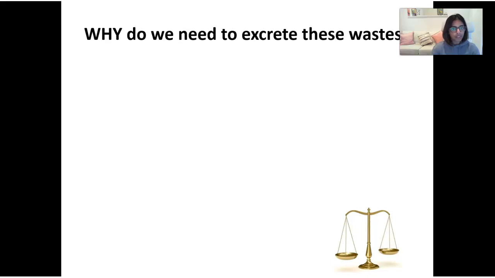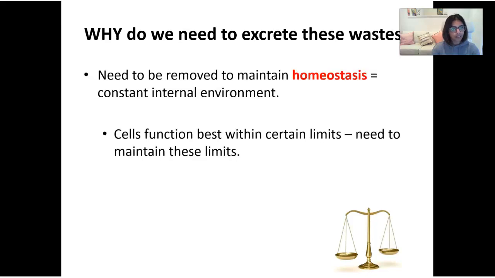So why do we need to get rid of these metabolic wastes? Well, we want to do something called maintaining homeostasis. So as the scales show here, homeostasis keeps things in balance. So if we have too much of a waste product in our bodies, it can actually cause us to be very ill and we are no longer in balance. So our cells will function within these limits.